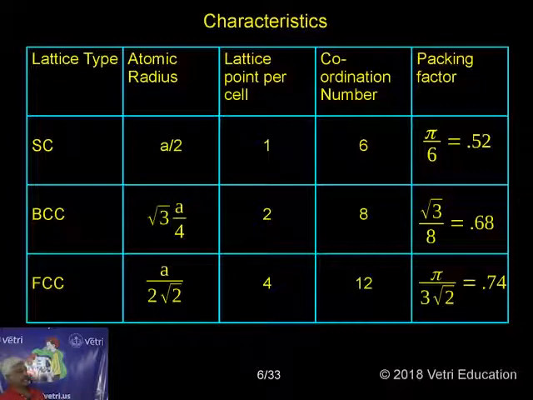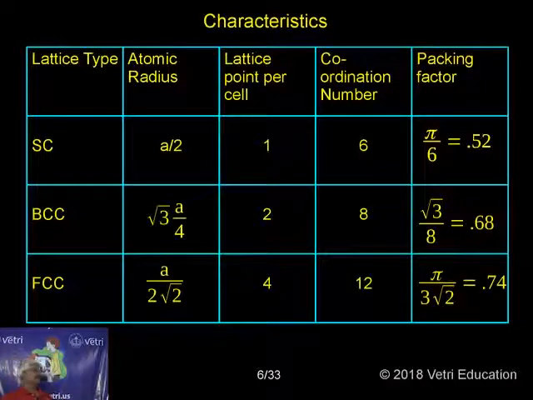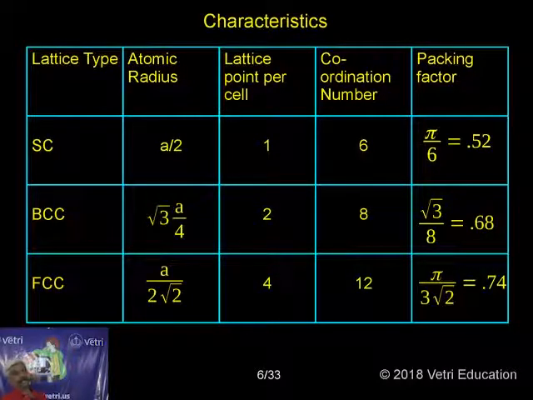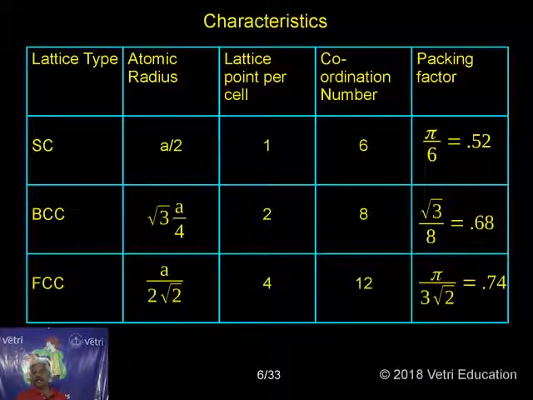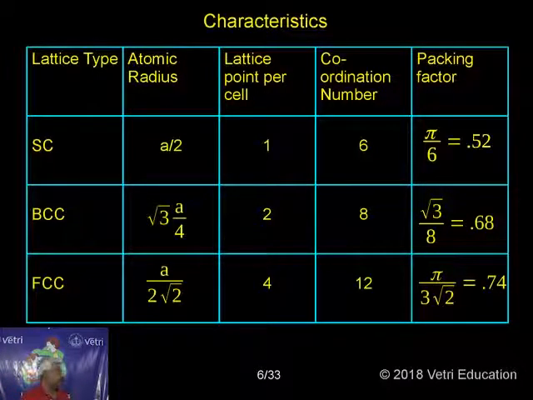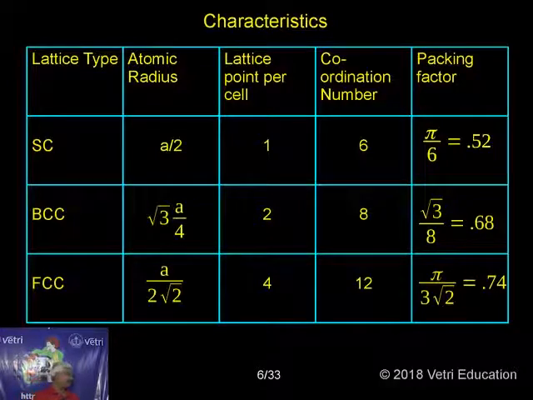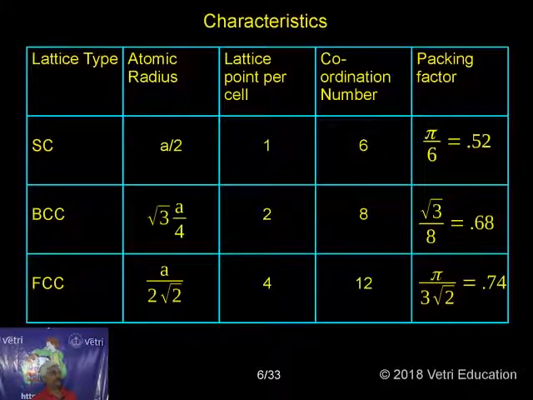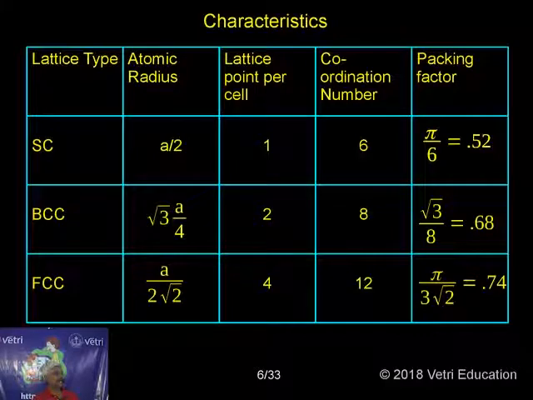Then the characteristics. The characteristics may be very, very useful for solving problems. Kindly go through the table. This is a table designed for the welfare of yourselves for the NEET examination and any centrally sponsored examination, and also exclusively for medical entrance. Lattice type, you know, three types: simple cubic, body centered cubic, face centered cubic. Atomic radius: a by 2 for simple cubic, root 3 by 4 a for BCC, for FCC a by 2 root 2. Lattice points per cell: only one, here 2 lattice points, there 4 lattice points. Coordination number 6, 8 and 12.